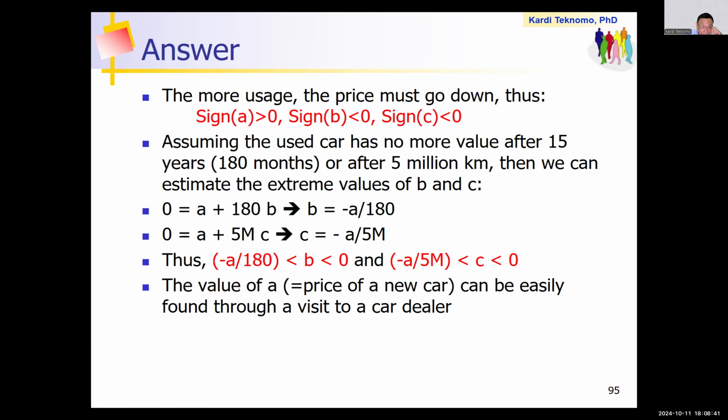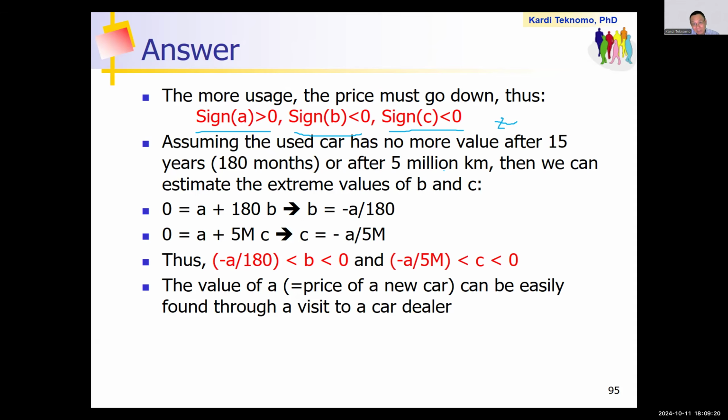And after that, you need to check the sign. Because A is the initial price, then it must be positive. And then B here is the margin of the price over age, and C is the margin or the slope of price over distance. The two of them must be negative. So this is based on the logic that you know. And if you want to know whether your value is correct or not, you need to know the range, right?